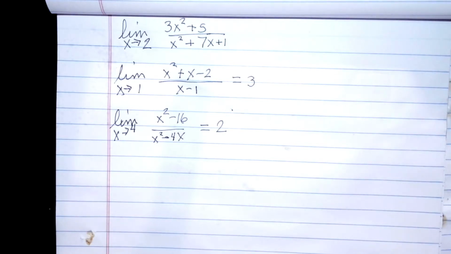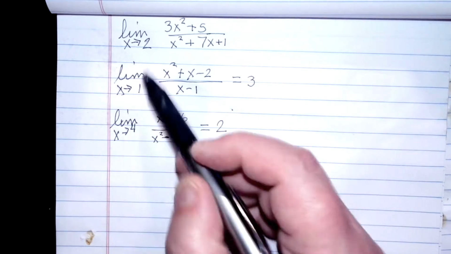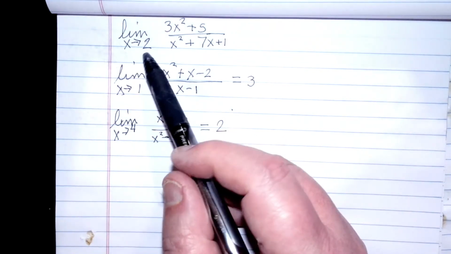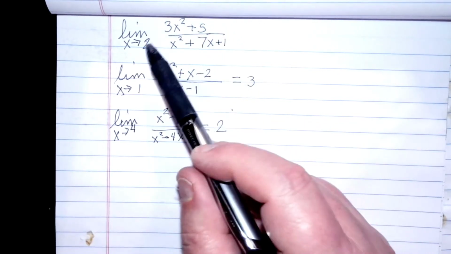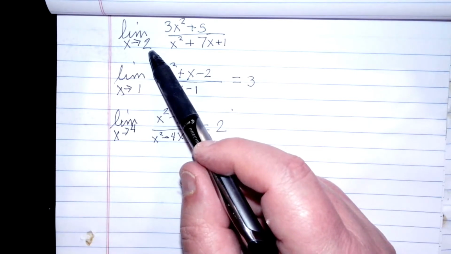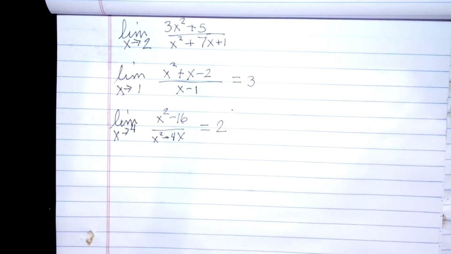So when you're looking at this and you're thinking about what to do, what I would try first, especially if all the functions involved are fairly nicely behaved, and we'll talk more about that later, is I would try substituting in the given value of c. So for instance here, we're trying to determine what is happening to this function as x tends to 2. Well, let's just plug in the 2 and see what happens.